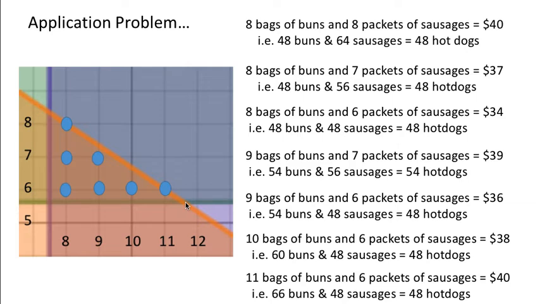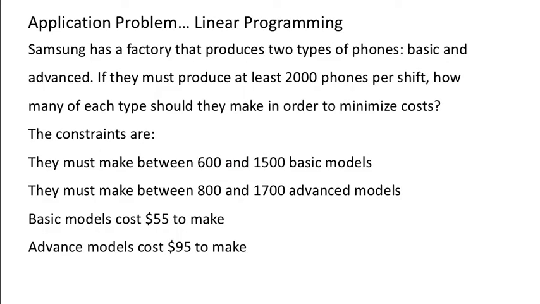Okay, so that's going to help us with our next example. So we've got a random company, let's call them Samsung. They make phones. They have 2 models, basic and advanced. Well, this factory makes 2 models. And they have to make at least 2,000 phones per shift. How many should they make in order to minimize cost?